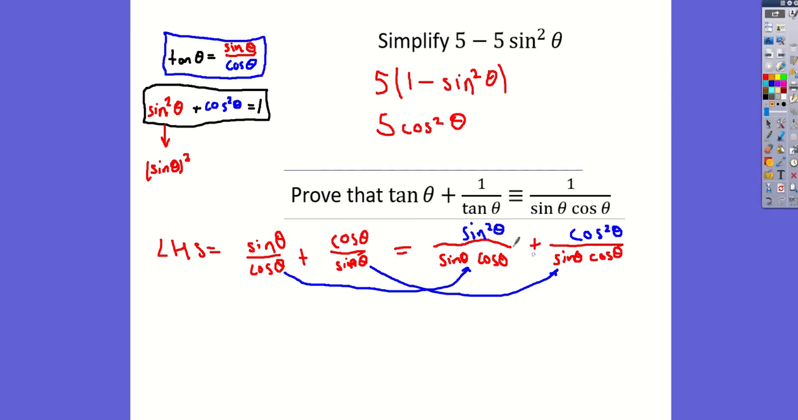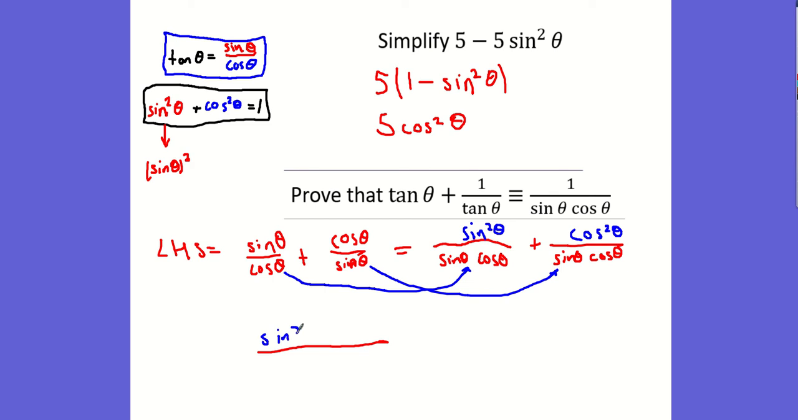Then I've got a common denominator between my fractions. I'm going to add them all together, add the numerators, keep it green, or blue even. Sine squared theta plus cos squared theta. You're probably ahead of me now once you've seen that. Sine theta cos theta on the bottom.